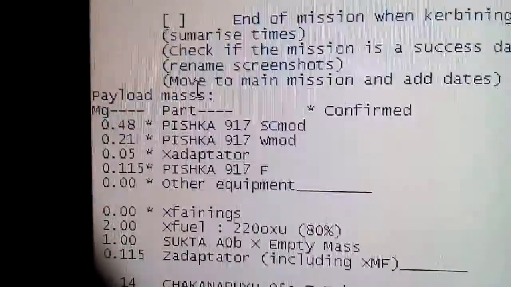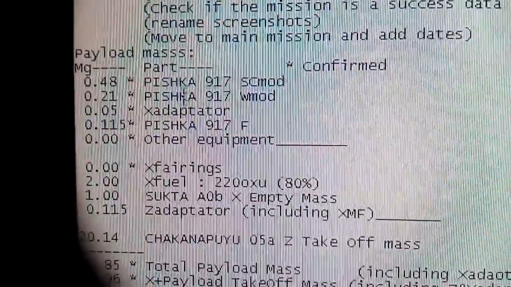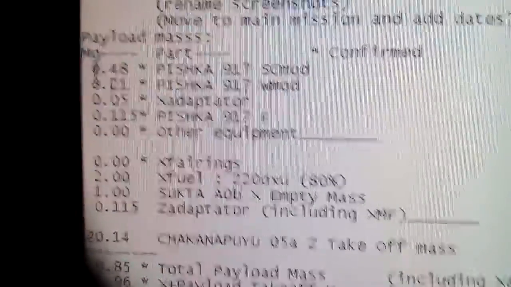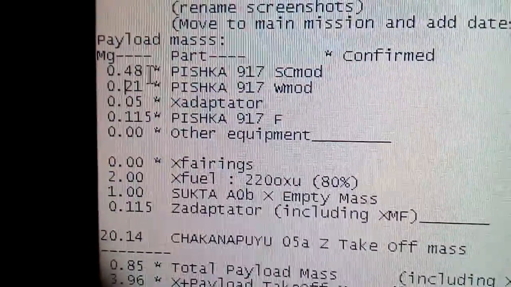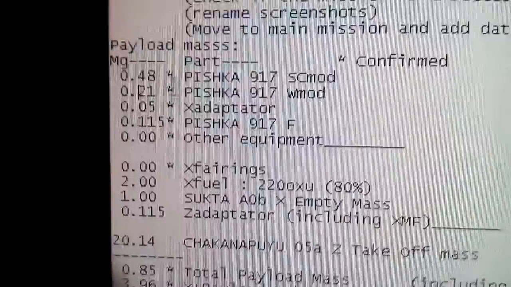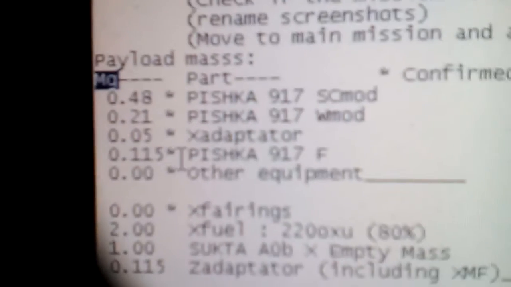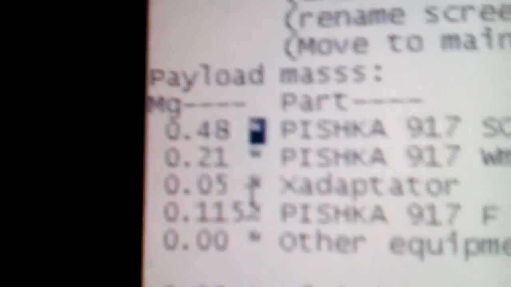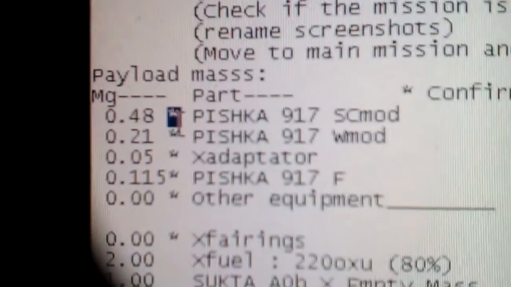And the last part is the masses of the rocket, specifically with each part. The first part in this case is the capsule, with a mass of 0.48 megagrams. Megagrams is tons, but to be more specific, I am using megagrams to know what mass is being used. This symbol, I don't remember how it is named in English.